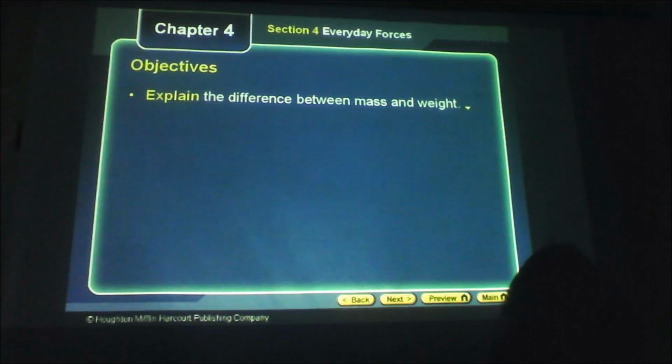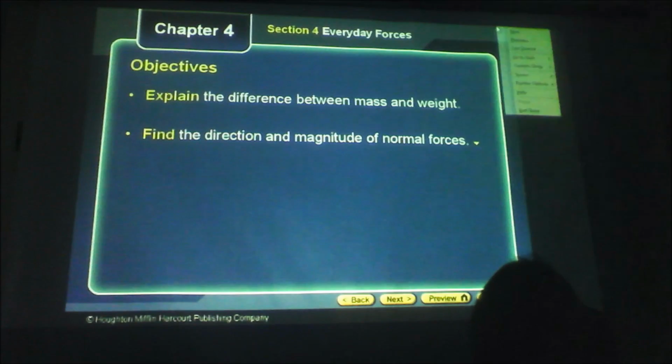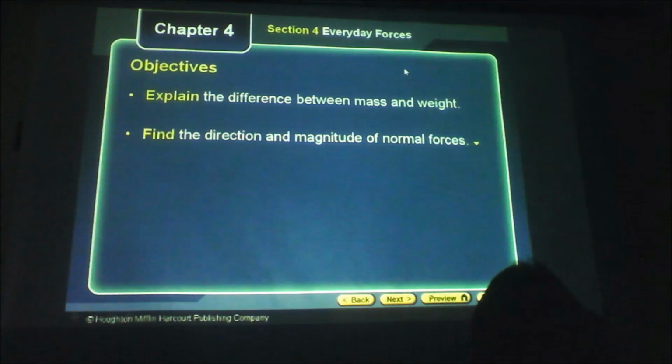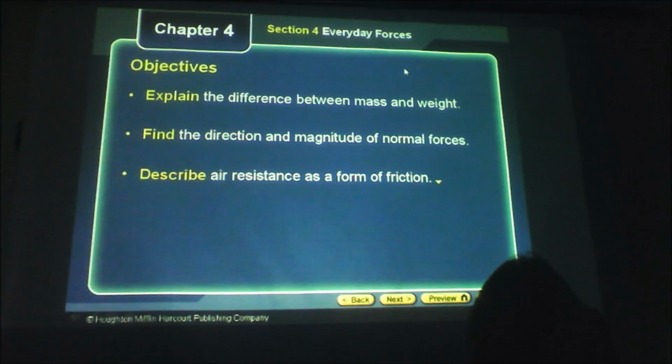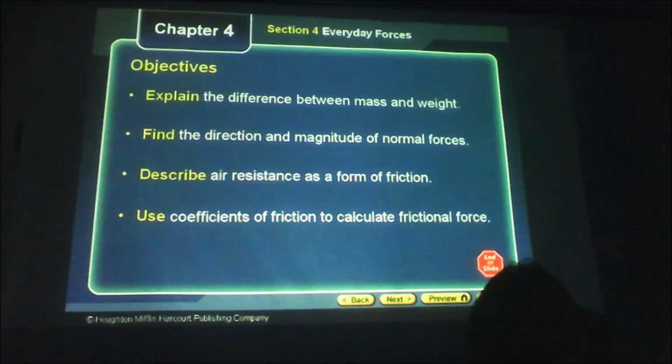Hopefully you'll know what that is because we've been discussing it since 8th grade physical science. We also want to find the direction and magnitude of normal forces. We'll describe air resistance as a form of friction. Did you know that air resistance is friction due to air? And then we'll use the coefficients of friction to calculate the frictional force.